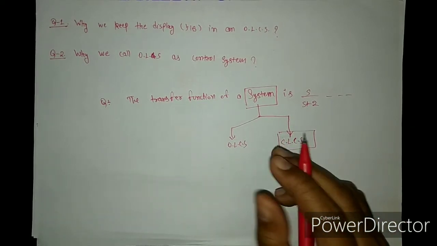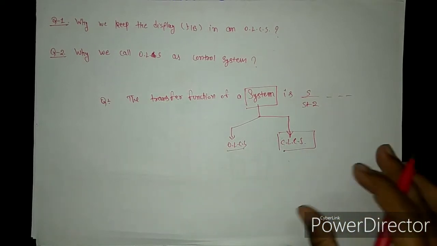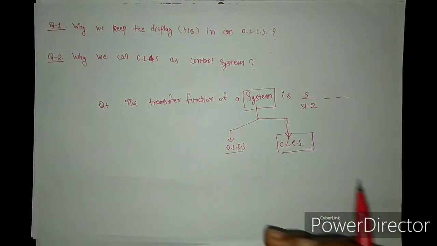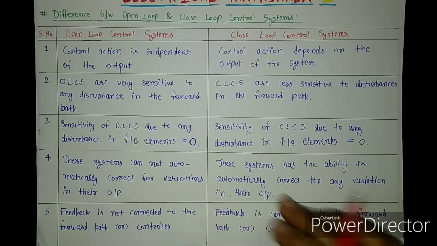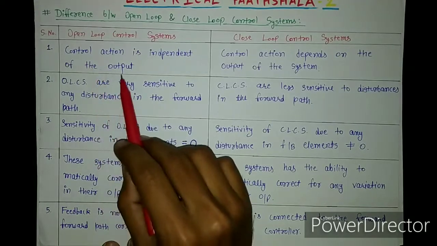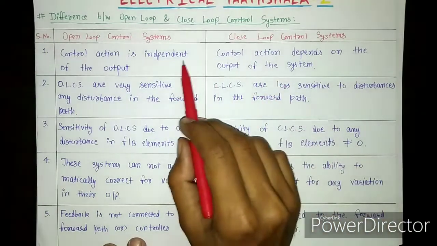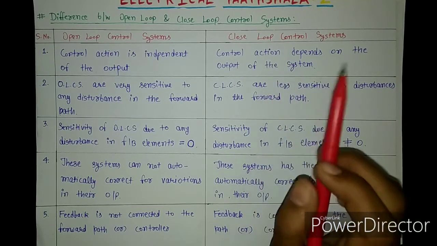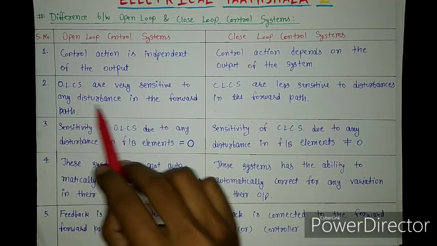And if the examiner wants to ask about an open loop control system, then he will specifically mention that in the question. Now this was all about your open loop control system. Now we will talk about the differences between an open loop and closed loop control system. So the first difference is that in an open loop control system, control action is independent of the output, and in a closed loop control system, control action depends on the output of the system. This is because in the open loop system feedback is not connected, and in the closed loop system feedback is connected to the forward path.